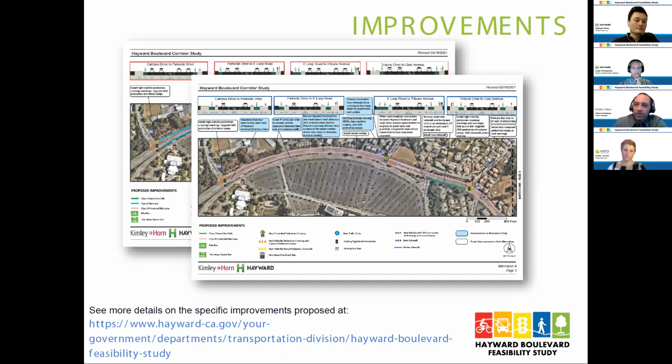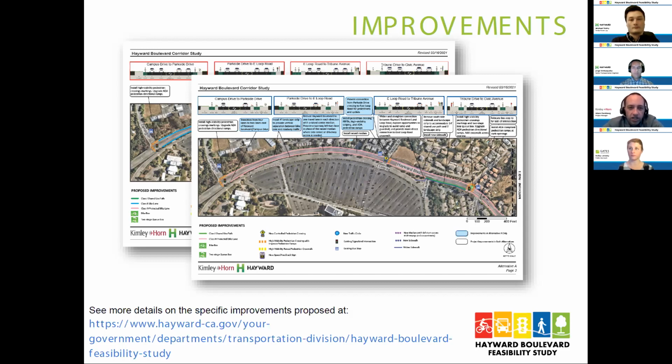So we've really summarized the improvements proposed for the purposes of this presentation. There's a lot of details about specific locations of improvements and even more information about the types of improvements located in some graphics that we have available on the website. The website link is down at the bottom of the screen. Also, if you just type in Hayward Boulevard Corridor Study in Google, I think it's the first thing that pops up too. So it's pretty easy to get here.